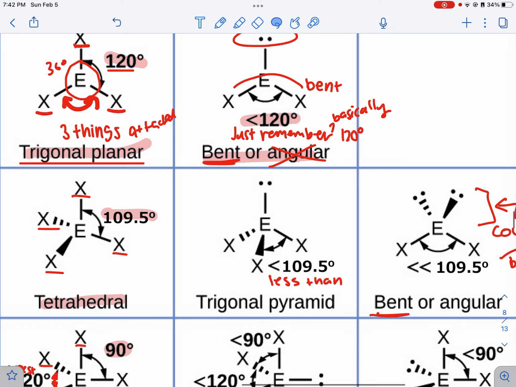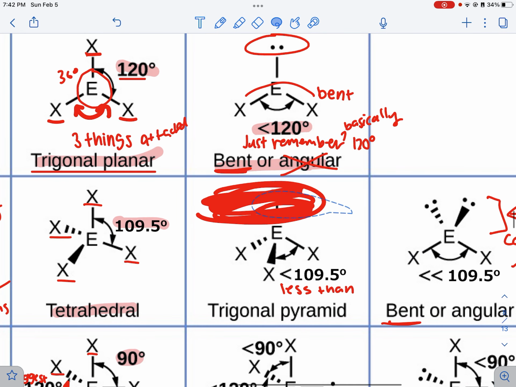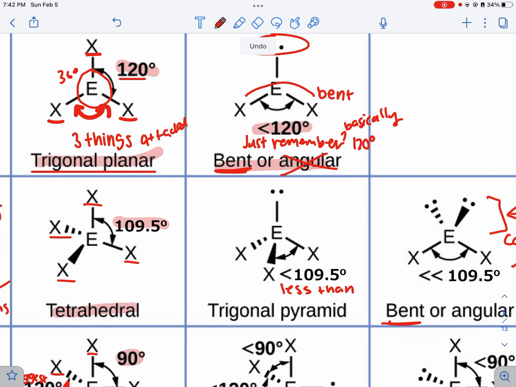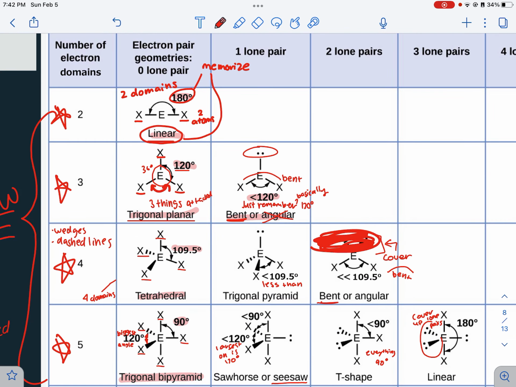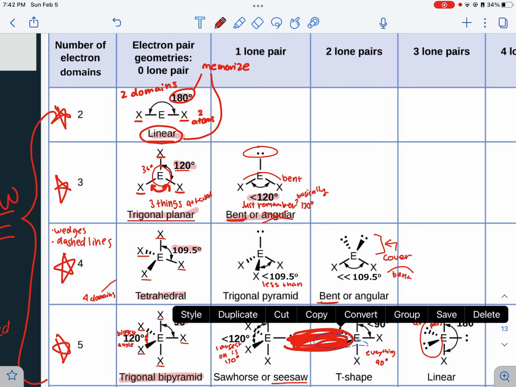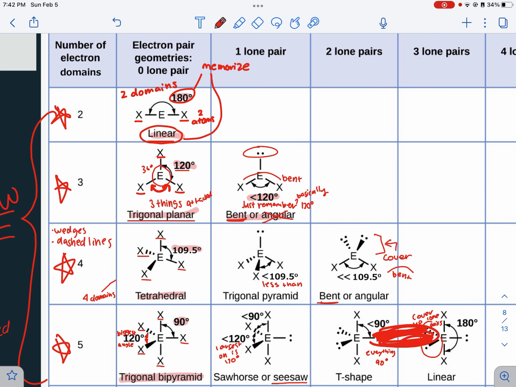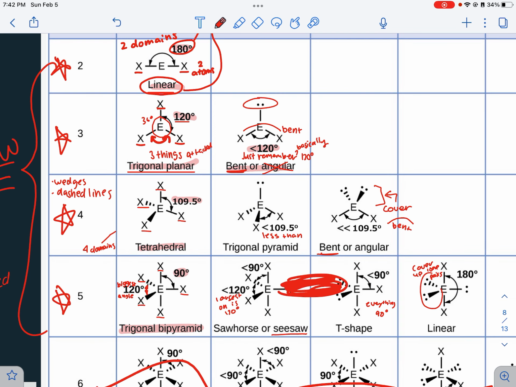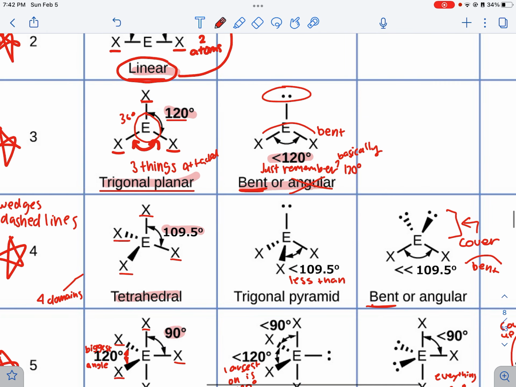Same for this one down here. I'm covering the electrons, and it kind of looks like a triangle, right? So that's just a way of thinking about it. Same here. Cover these, and it's bent. Cover these, and it's T-shaped. Cover these, and on this side, it's linear. Cover this, and it looks like a seesaw. We'll get to that. You see the degrees here are 120, 120, and 120. It's basically 120 for this one, even though it says less than, she just wants you to remember 120.